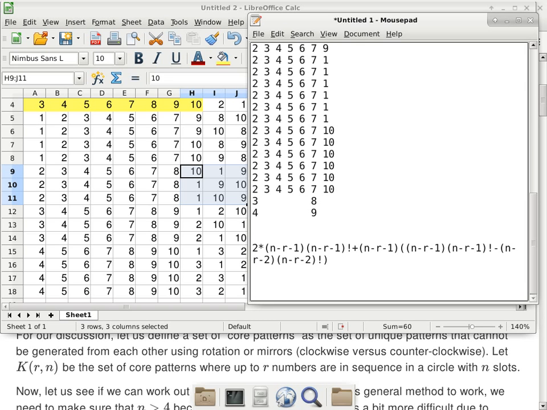Question? I got a completely different answer, but it works. Okay.